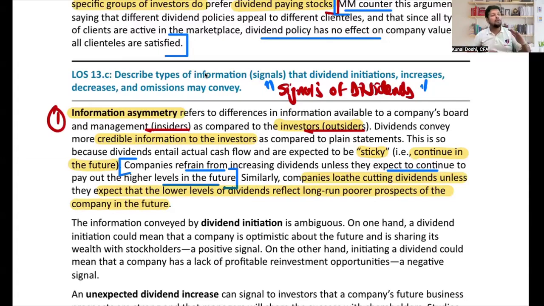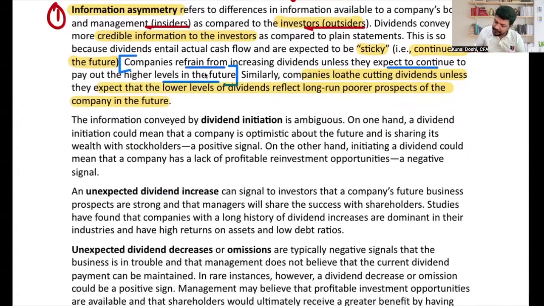Understood? So most of the companies who want to give a signal to the investors will perhaps give dividends consistently. Understood? So it's like a positive signal for investors, especially if there is information asymmetry where the company's insiders know more about the company than the shareholders. Clear? Second, the information conveyed by the dividend initiation is ambiguous.